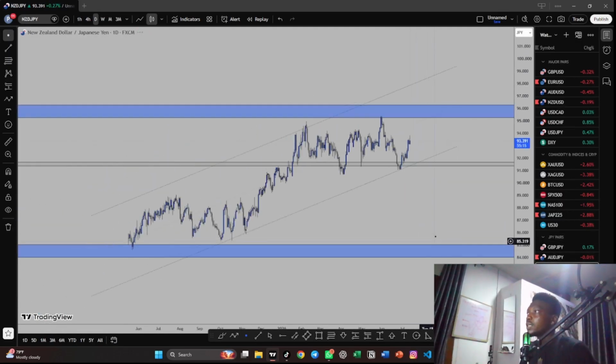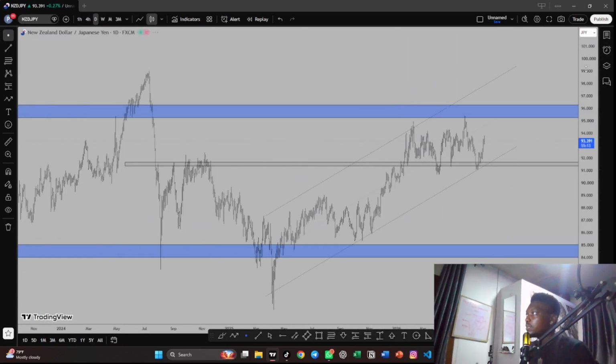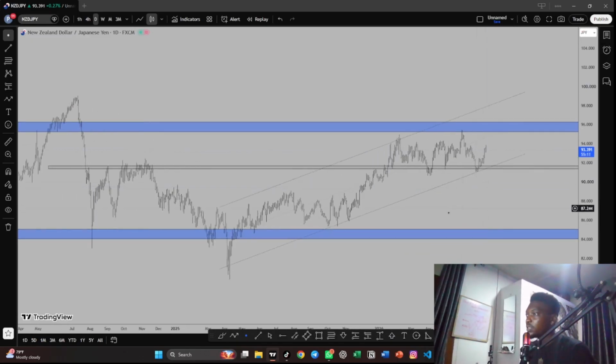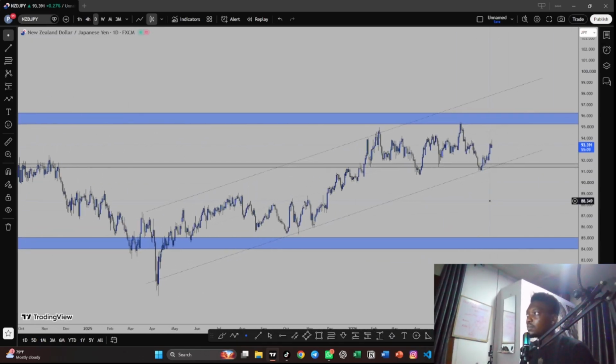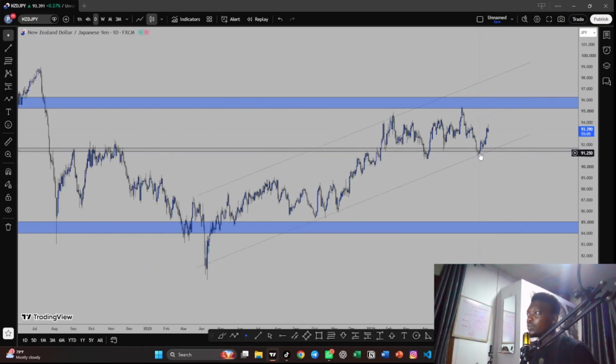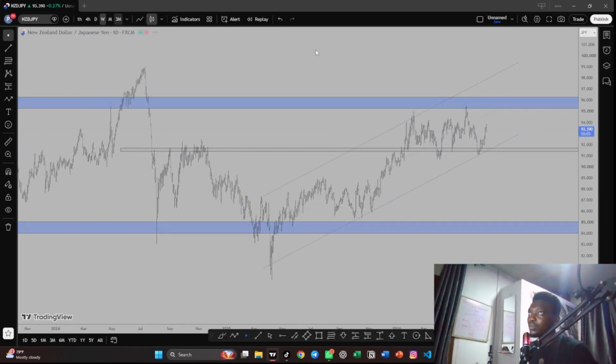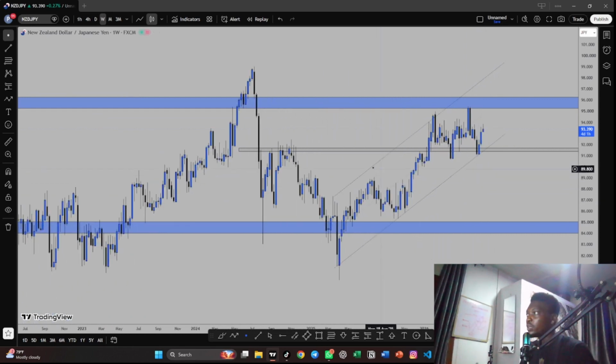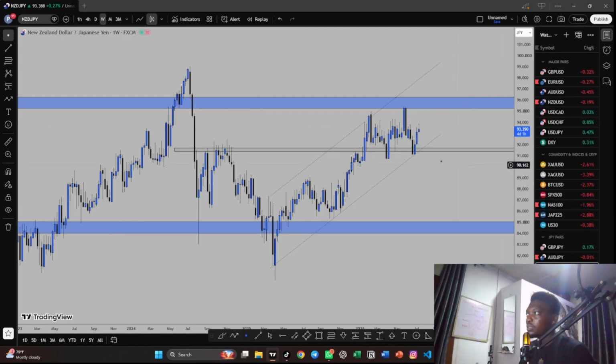NZD-JPY, I missed out on this one. This already moved before I spotted it. Similar thing on AUD-JPY, extreme daily zones. In fact, this is a weekly zone because it was actually more obvious on weekly. You can see the weekly zone. I'm expecting bullish continuation. We missed this already.